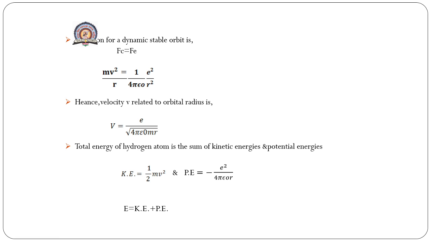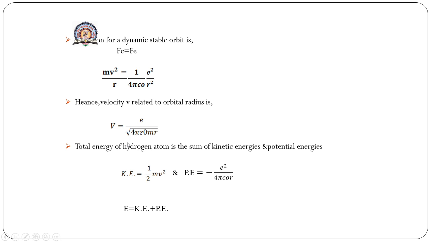Now, the condition for a stable dynamic orbit is that the centripetal force must be equal to the electrostatic force. Therefore, I write here Fc is equal to Fe. Now, equating these two equations, mv square upon r is equal to 1 upon 4 pi epsilon 0 into e square upon r square. Hence, the velocity related to the orbital radius, after rearranging this equation, we get the velocity v is equal to e upon square root of 4 pi epsilon 0 into m into r.